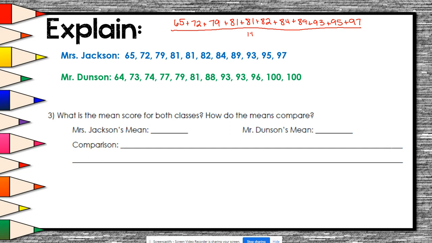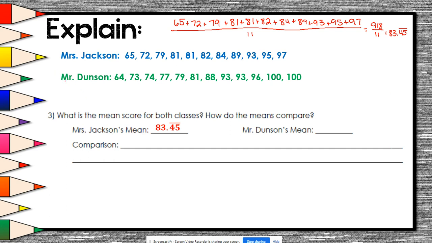So I'm going to just put this into my calculator and add everything together. When I do that, I get 918. Then I'm going to take 918 and divide by 11. Well, when I do that, you'll notice that we get 83.45 and the 45 repeats. So we can put a bar over that to show that it repeats.